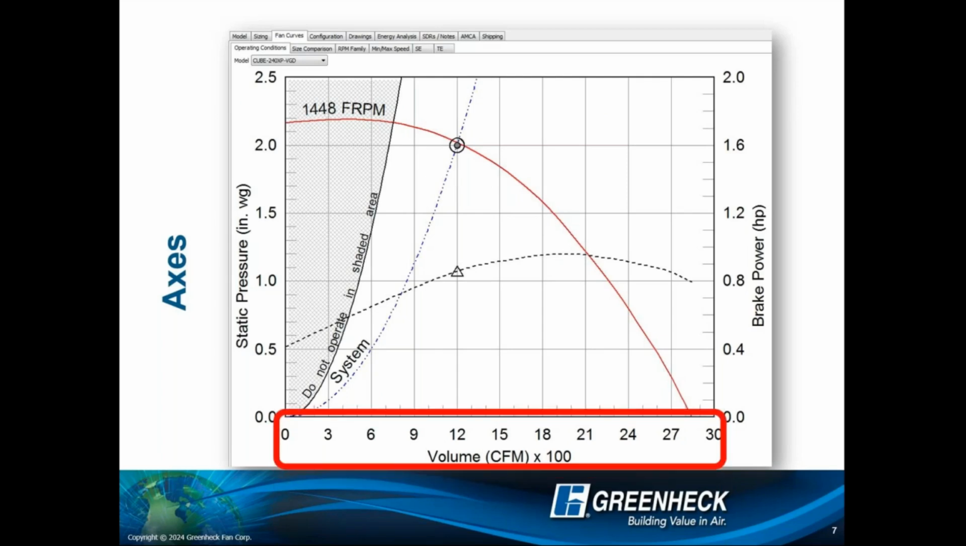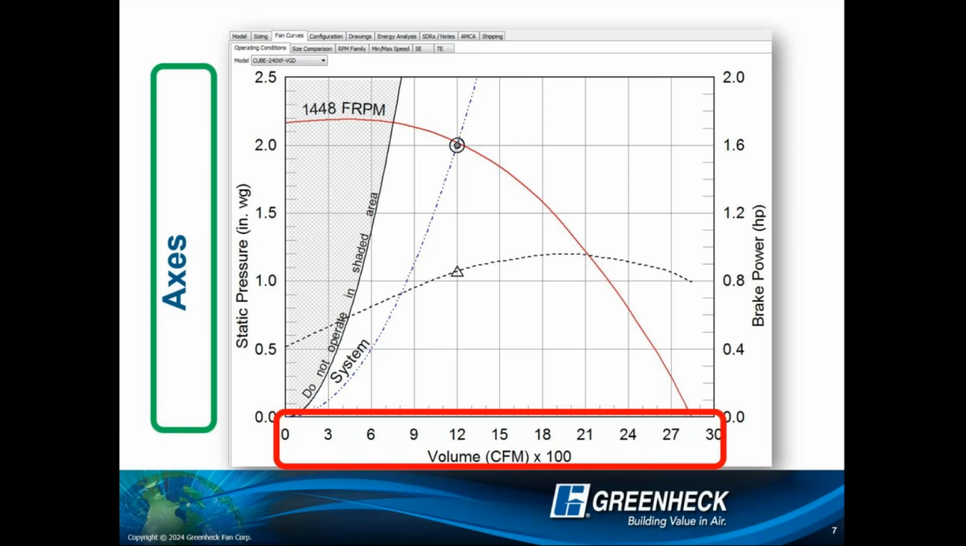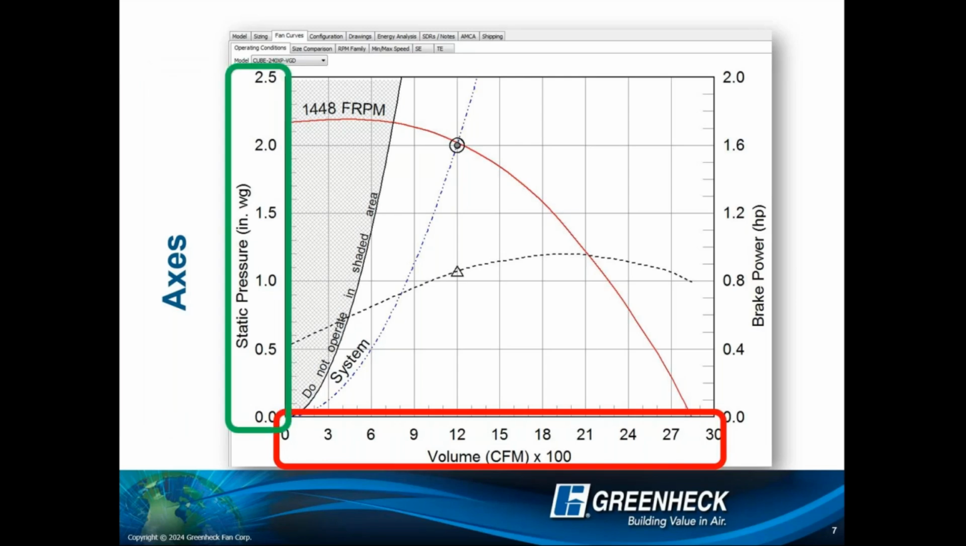Across the bottom x-axis, this is volumetric flow, right? This is how much CFM I'm moving. Across the primary y-axis, we have system resistance. This is your static pressure, that amount of pressure I have to overcome to move the air that you're needing. And then we have a secondary axis over here on the other side, and that's brake horsepower.